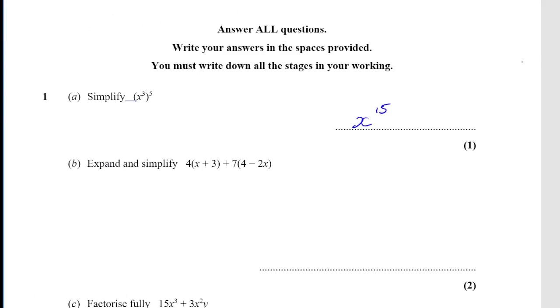And for part B, expand and simplify. So I'm going to do this as 2 layers. So 4x plus 12, plus 28 minus 14x. And then we rearrange. I tend to put my x's first for a question like this. So minus 4x minus 14x would be minus 10x. And then my number part, 12 plus 28, would be plus 40. And that way around, or you could have 40 minus 10x, would be absolutely fine.